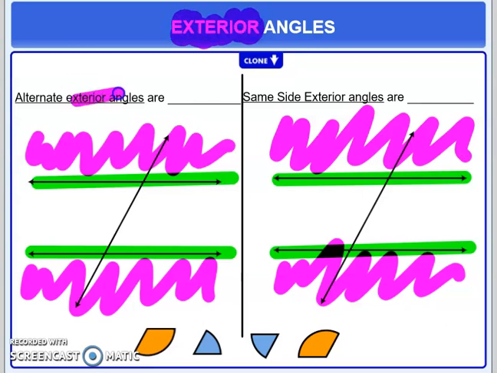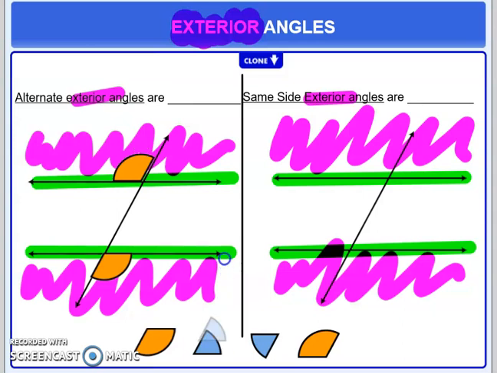So we have alternate exterior, same side exterior. So let's drag some things there, and let's create some rules. So the alternate exterior angle, if I start out with this orange angle here, I need the alternate exterior. So I need on the opposite side of my transversal, but also on the exterior. So that's going to be this angle here, right? Notice how, in regards to the transversal, in the bottom, I'm on the right-hand side, and on the top, I'm on the left-hand side. They're alternate sides.